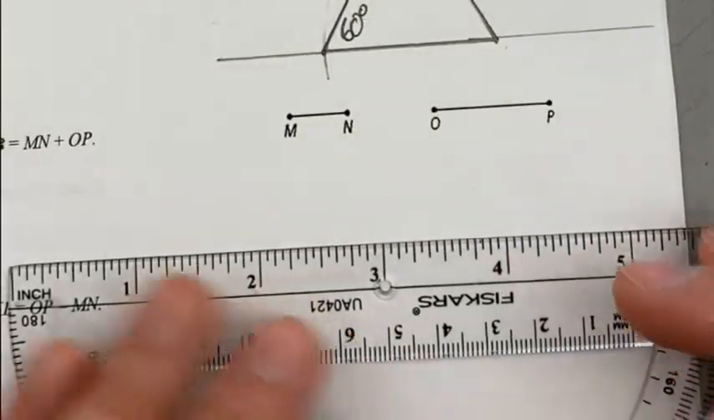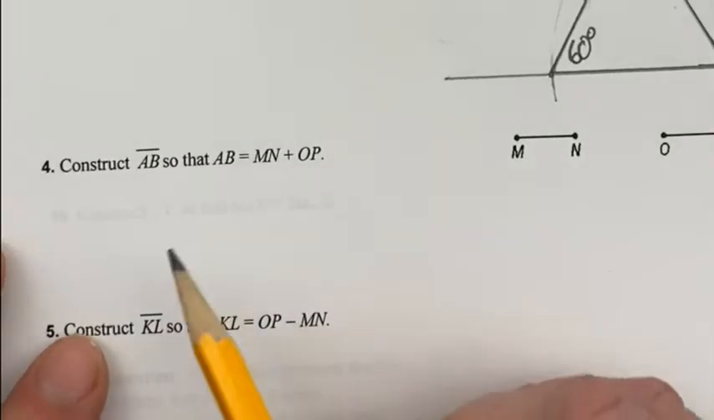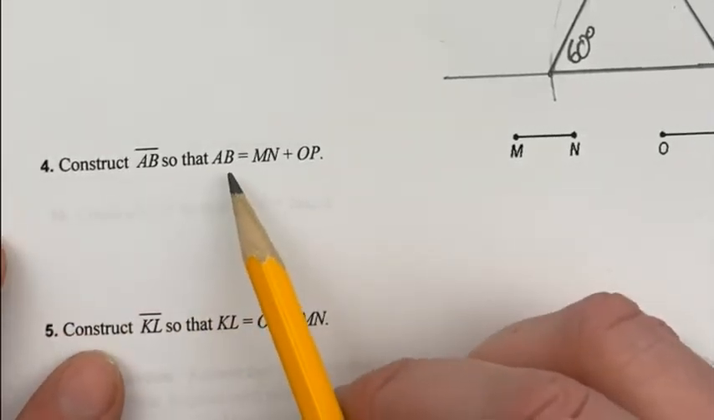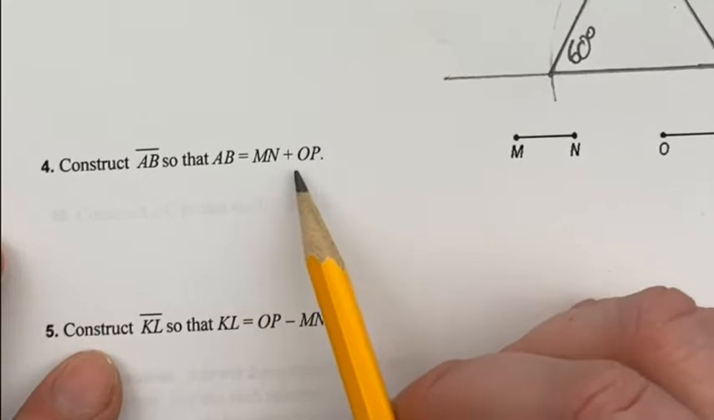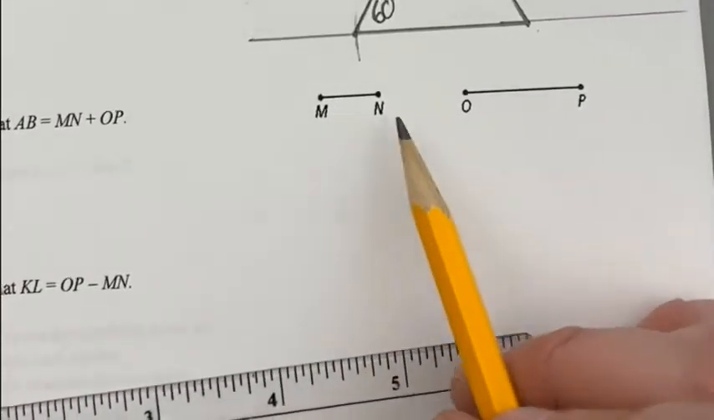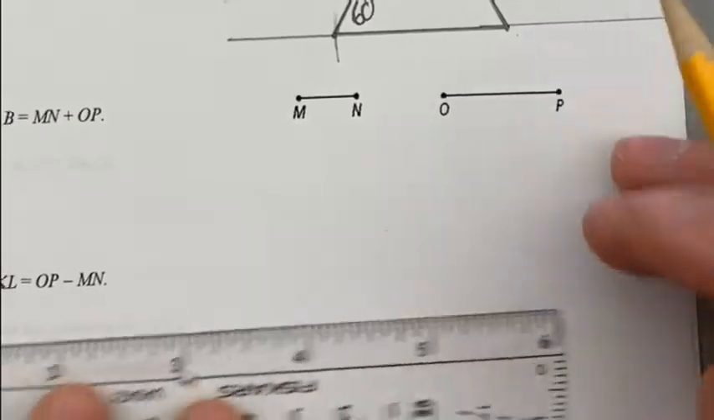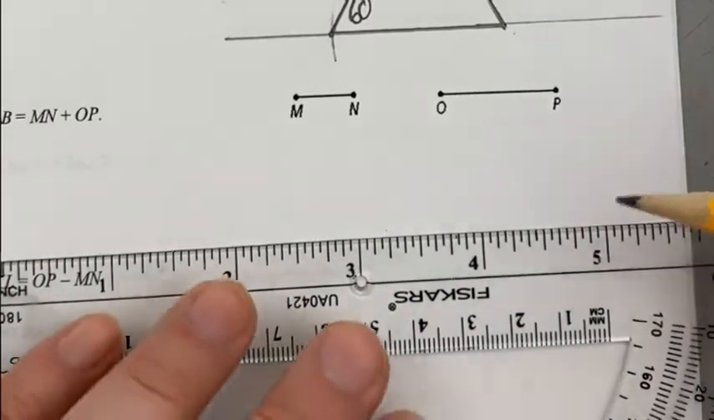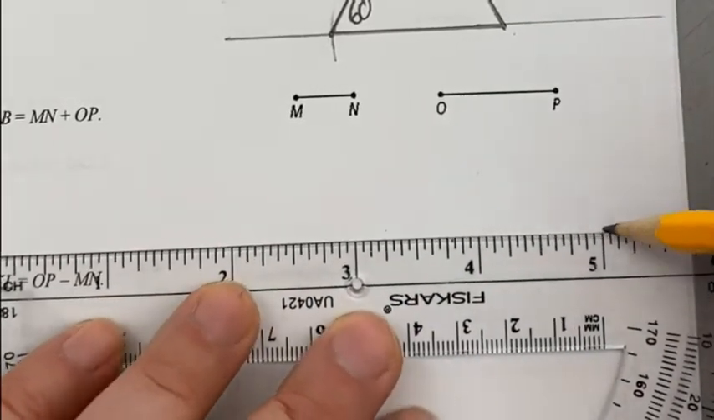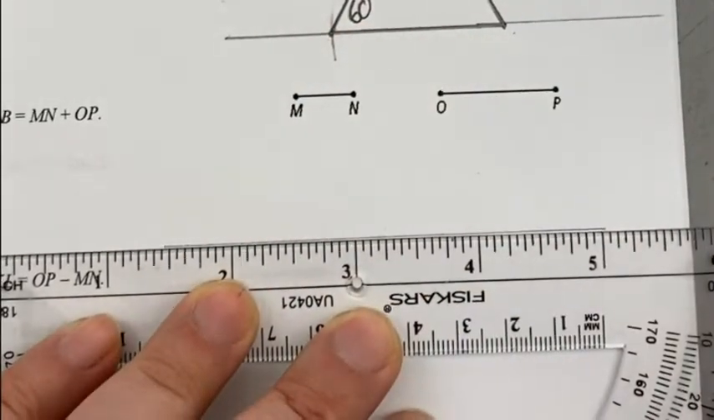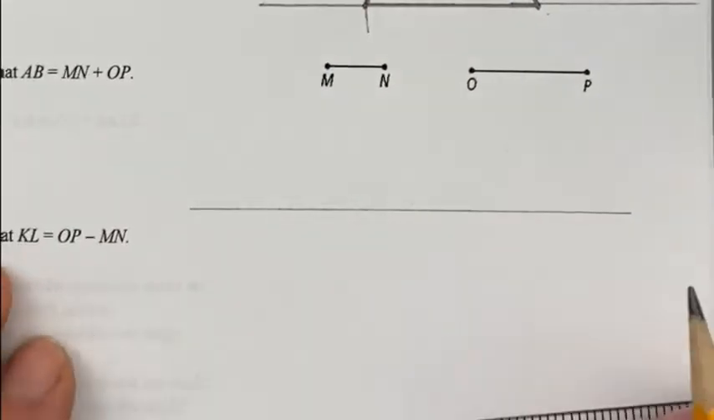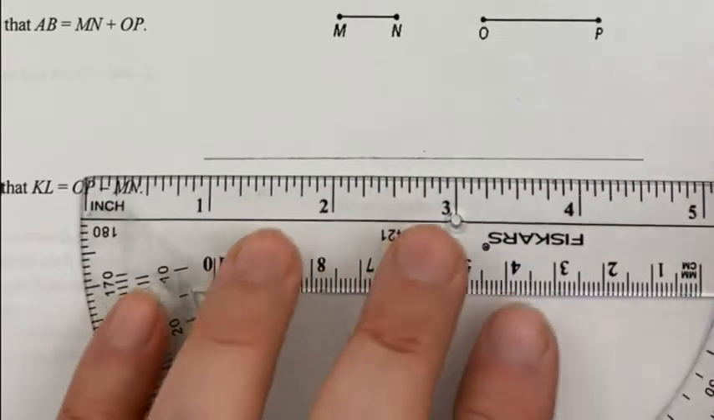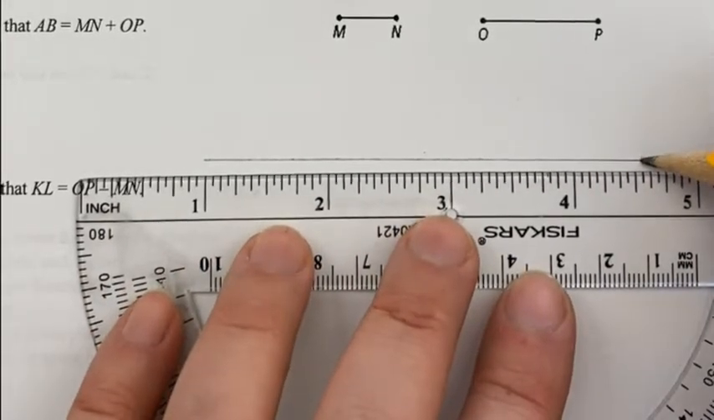All right, number 4, it says construct AB so that AB equals MN plus OP. We have MN here and we have OP here. So you're just going to add them to make one line. To do that, remember you draw a line of any length as long as it's longer than both of them. And you know what, let me make it darker at least.